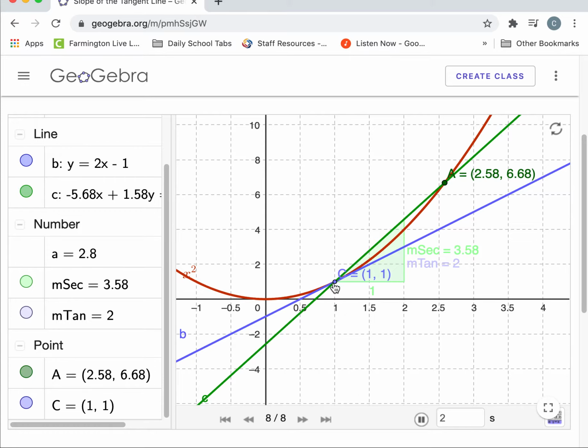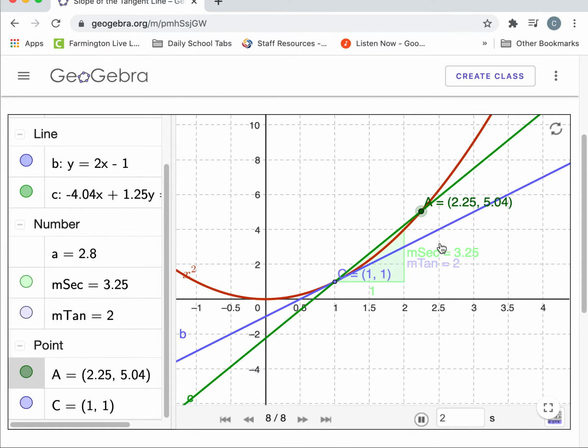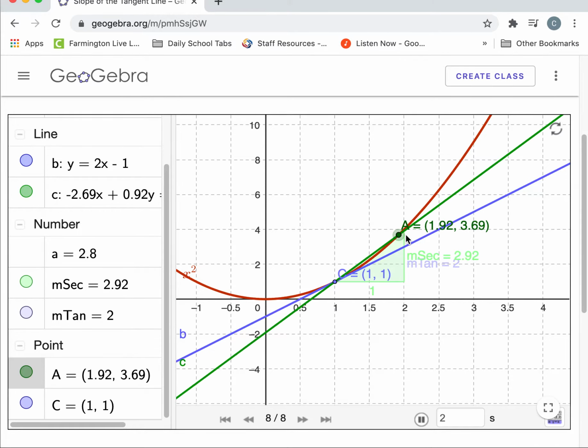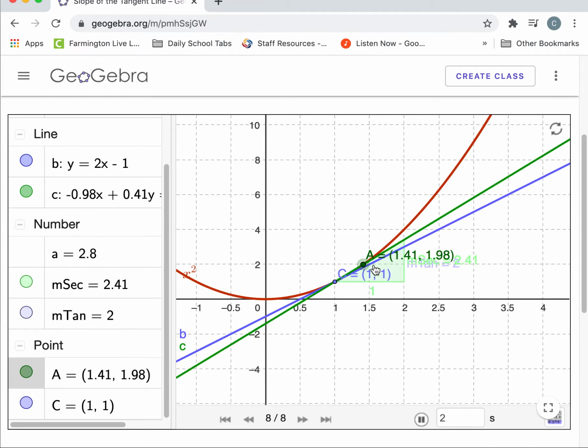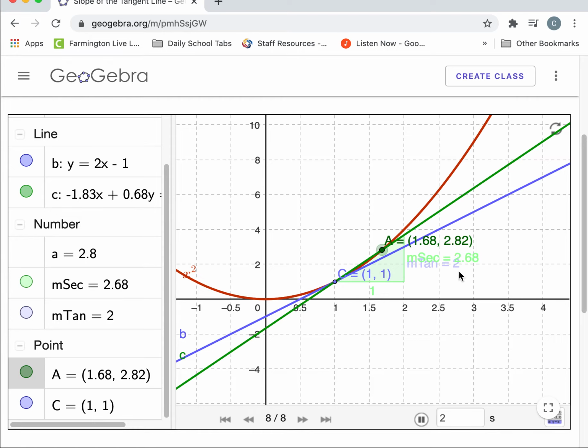So what we would do is take your secant line, put it through your point of tangency, 1, 1, and pick a point that's far away. You'd find the slope of this line. Right now it's 3.58. Then I would take my secant line and move it a little bit closer. As I move it closer, it says it's 3.25. Move it a little bit closer, 2.92. Find that slope. Move it closer and closer and closer. If I move it really, really close to the other one, it's kind of hard to see on here, but you see how this says my secant line is 2.2? If I move it away, we can see the slope of my tangent line is 2.